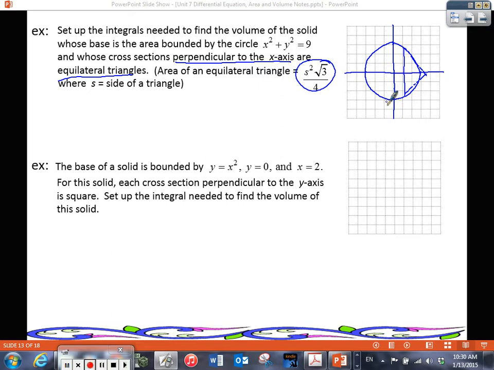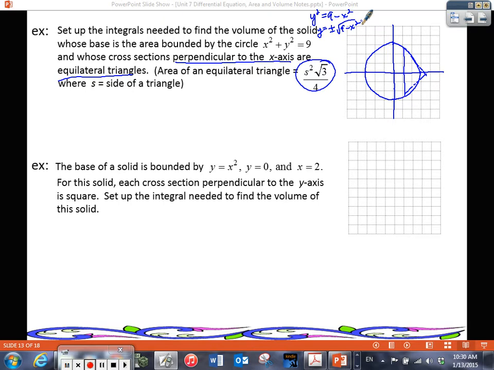So we need a representation for the side of an equilateral triangle. Well, first of all, our equation, x squared plus y squared equals 9, we really can't use in that form. We are perpendicular to the x-axis, so we have to be in terms of x. We do not get to choose. That's the way it is. If we're perpendicular to the x-axis, we are with x. So let's solve this. That'd be y squared equals 9 minus x squared. So y is plus or minus the square root of 9 minus x squared. Okay, so now we have our equation in terms of x.